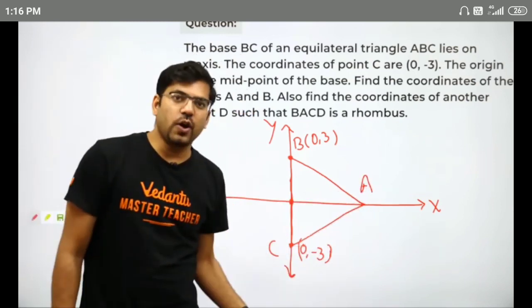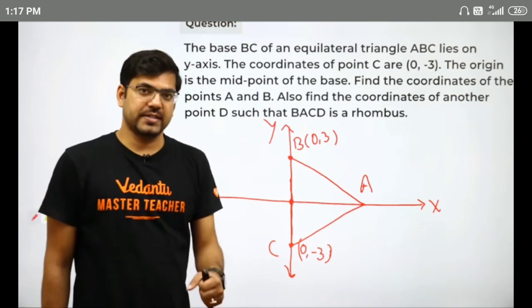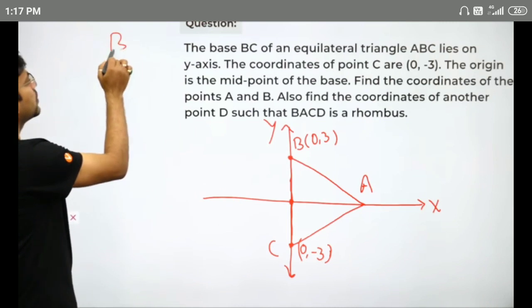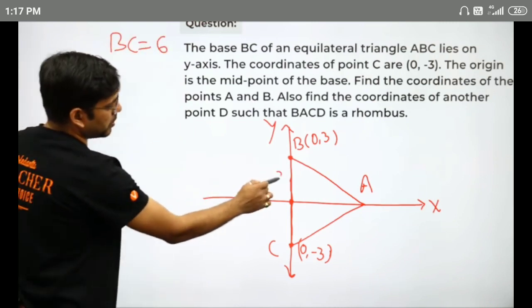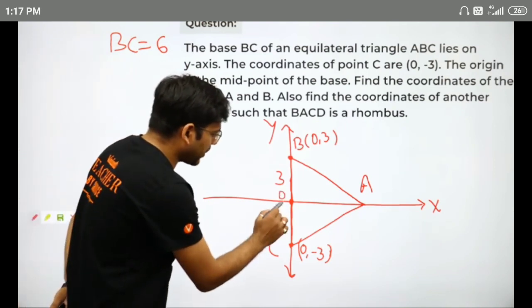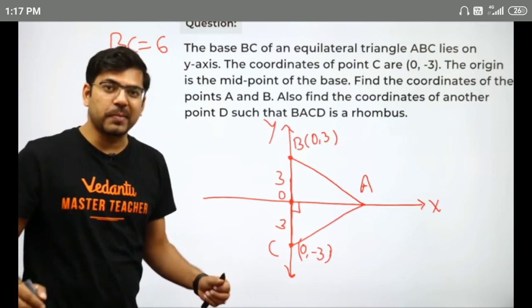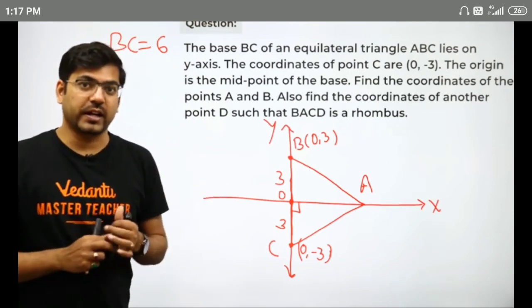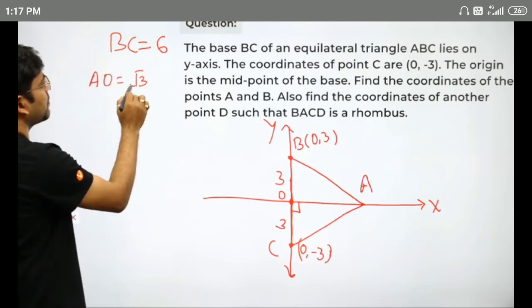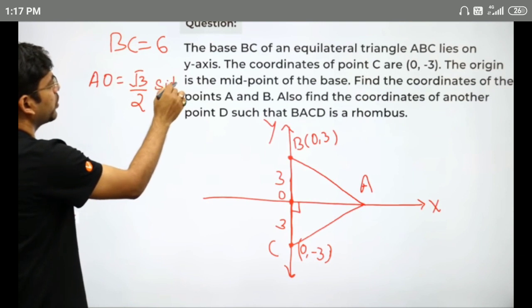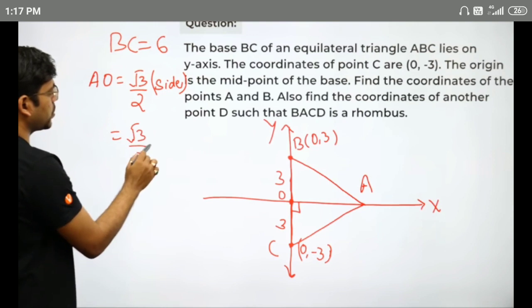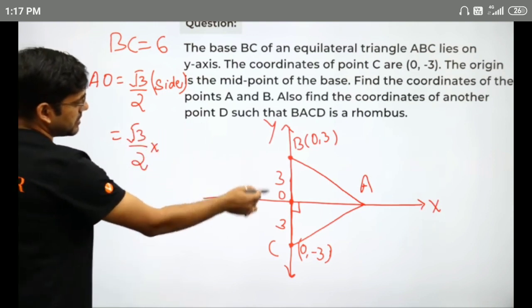Now, how will you get the coordinates of A? This is important. Pay attention: you already know BC is nothing but 6, because 3 units and 3 units. This line AO, let's say O, would be the perpendicular, the altitude of this equilateral triangle. And the altitude has a formula: √3/2 times side. Do you all know this? The side is 6 centimeters.